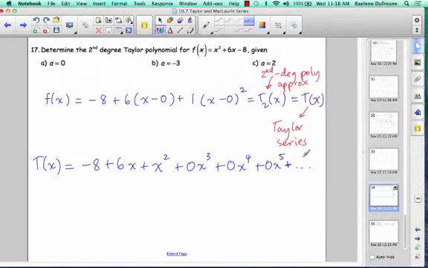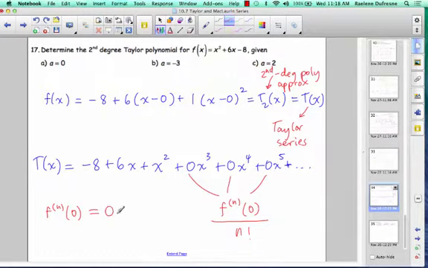And we know this is true because for a second degree polynomial, the third derivative and every derivative after that will be 0. And so recall that these coefficients are the derivative at x equal to 0 divided by n factorial. And the nth derivative of f at 0 will be 0 when n is greater than or equal to 3. So we only have a quadratic polynomial.